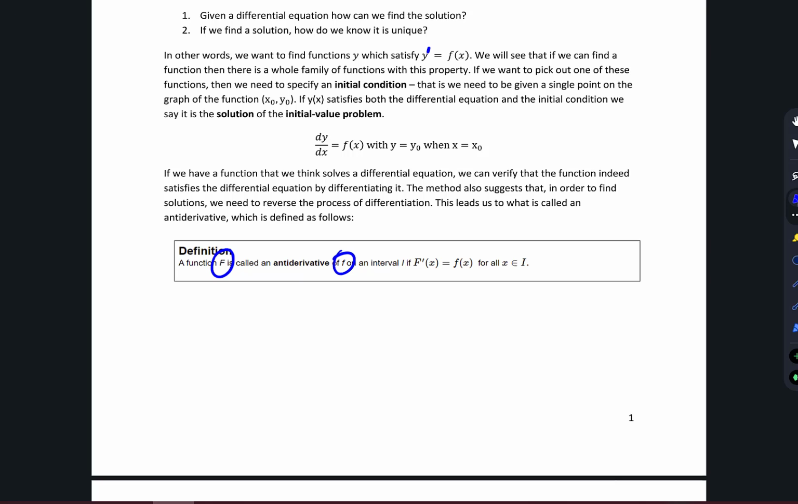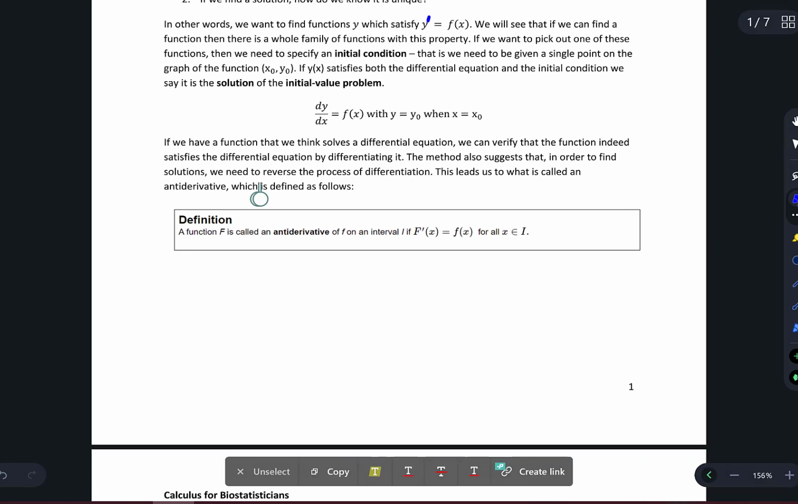So for now, we're going to work with this notation, but do keep in the back of your mind that this style of notation is not going to go away. We are going to use that in your future courses. And so again here, the function capital F is what we call the antiderivative of the function little f on the interval I if the derivative of F of x is equal to the original function.